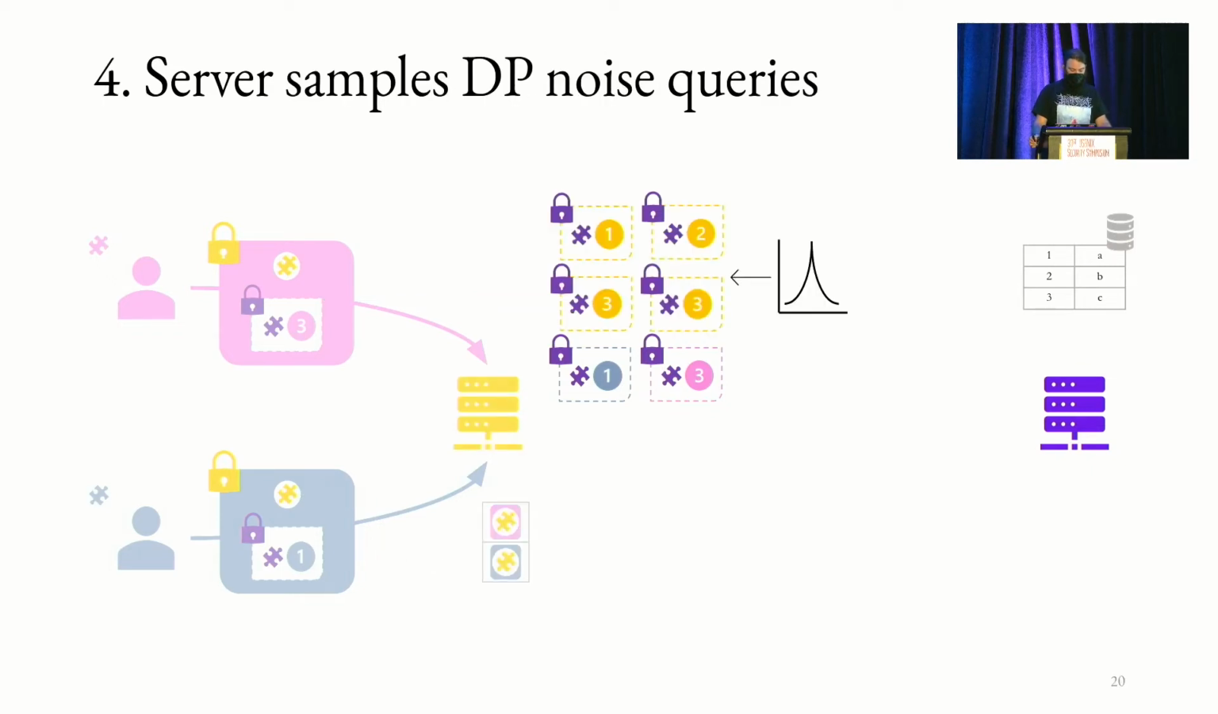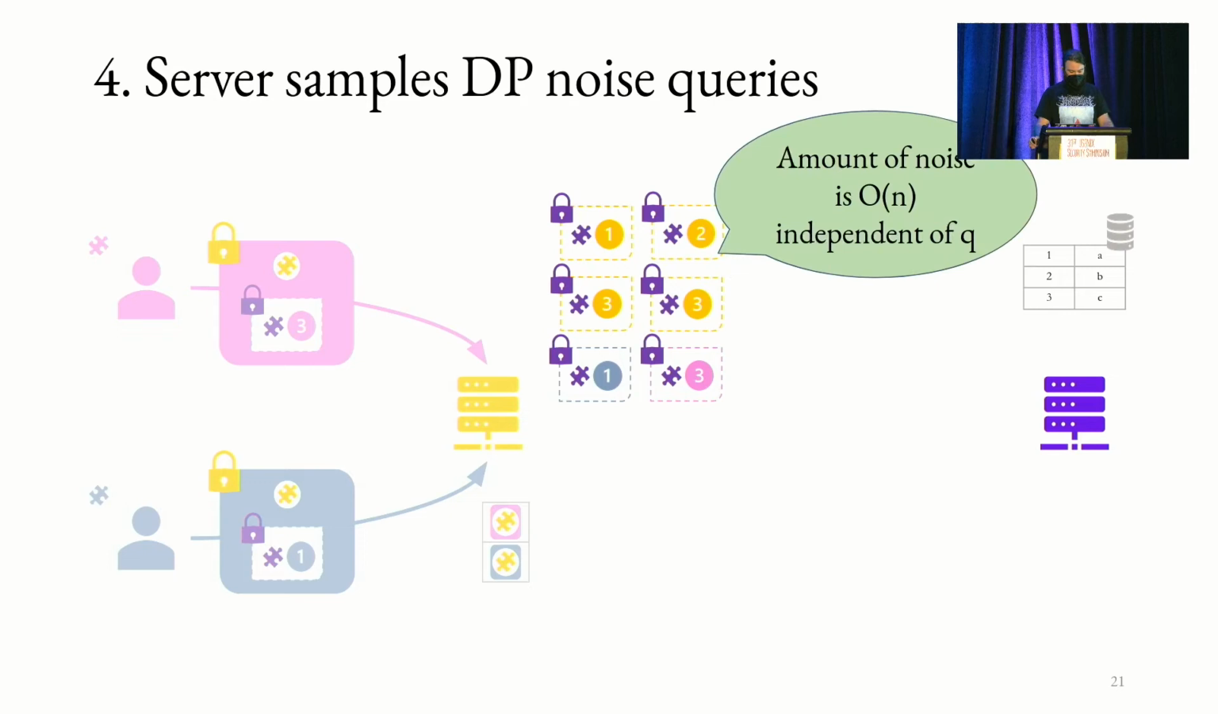Then the server samples noise from a select distribution. We carefully select this distribution to ensure that the overall histogram that includes both the real user queries and the queries that are noise, both of these together, is differentially private. When sampling the noise, the server also samples random masks and encrypts them with the noise queries to ensure that real queries and noise queries are indistinguishable.